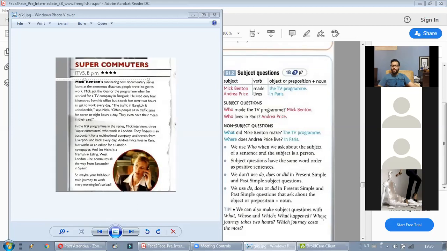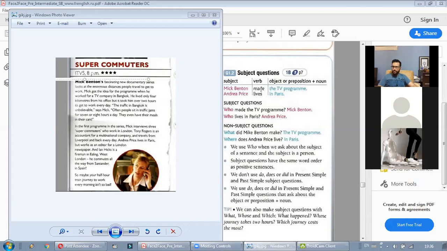Now, what about this question? Whose journey takes 2 hours? I'm not sure, but as I remember, I think Mr. McPenton. Correct. So this is also a subject question because we only want the subject. So when you say whose journey takes 2 hours, you'll say Mick Benton's journey. Or you can just say Mick Benton. That's all. And what happened here? It's a general question. I don't know if we can use it here, but it's also a subject question. What happened? Mohammed's late. What happened? I'm ill, or whatever. So what happened is also a subject question in this rule.